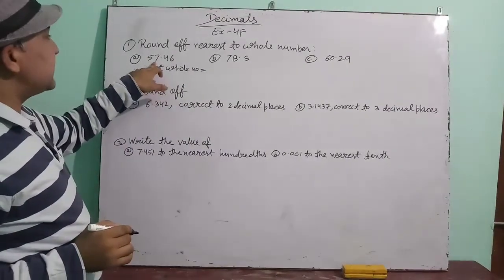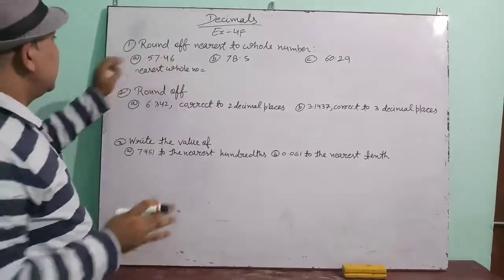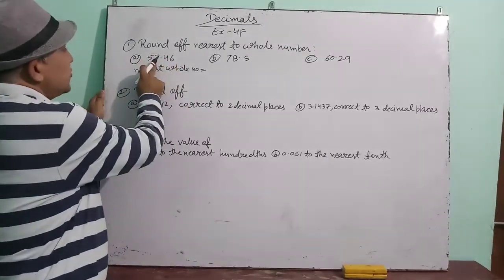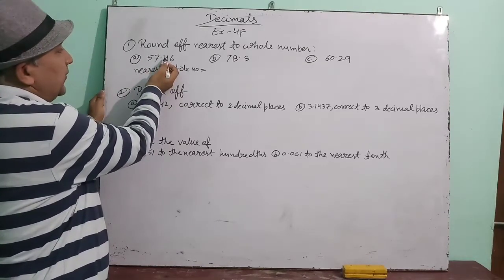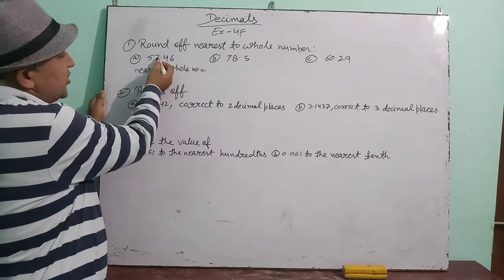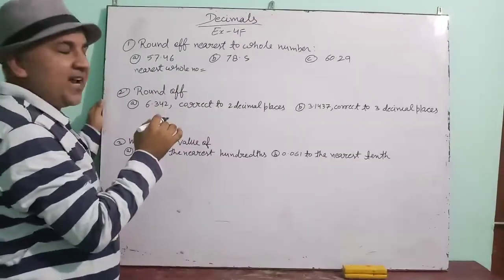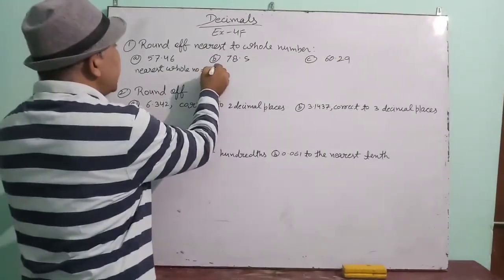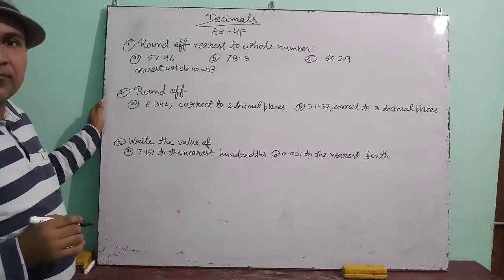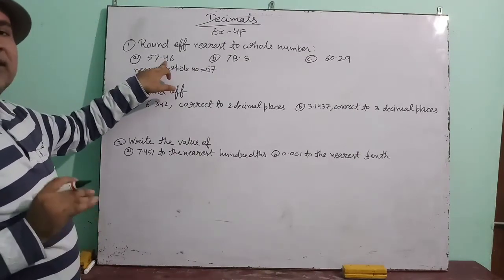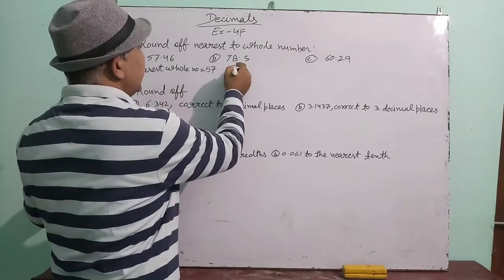See, we know that 57 is the whole number and 0.46 is the decimal part. When we write the nearest whole number, we check the digit just after the whole number. Here, just after 57 there is 4. 4 is less than 5. That is why we leave that and we write that the nearest whole number is 57, since 4 is smaller than 5.